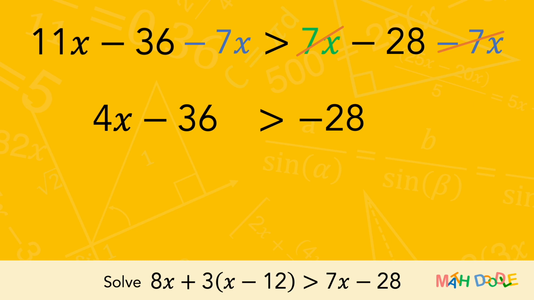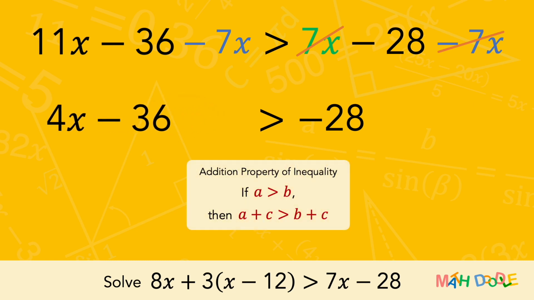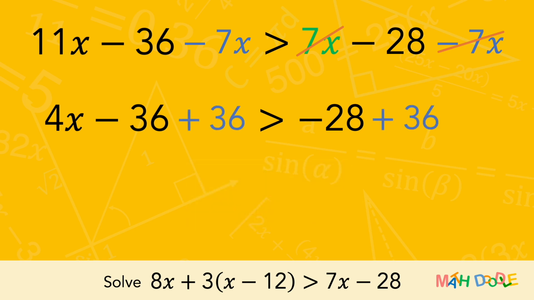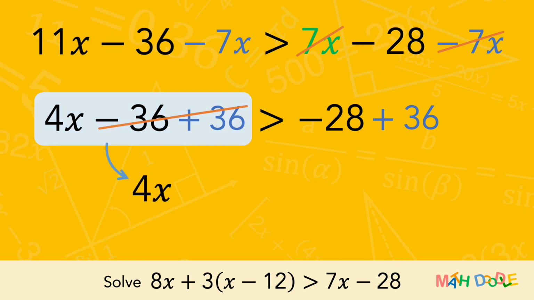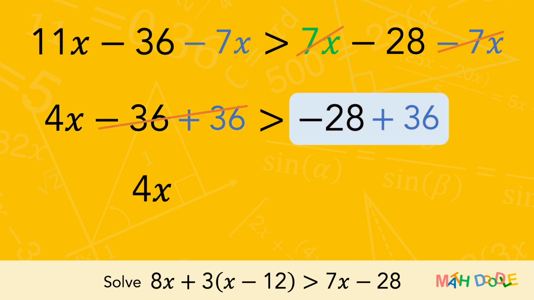Next, we are going to eliminate minus 36 on the left side of the inequality. To do this, let's add 36 to both sides. After adding 36, the left side of the inequality is simplified to 4x. Then, let's simplify the right side of the inequality. Minus 28 plus 36 is 8.